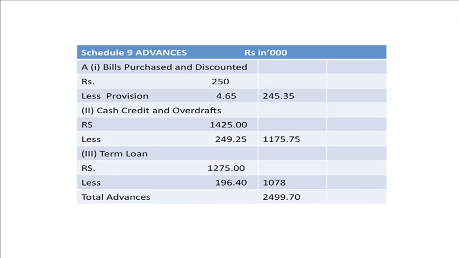Cash credit and overdraft, it is being given as 1425 in the question. We will reduce its provision of 49.25. So, the final value will be 1175.75. Term loan is given as 1275. We will deduct the provision of 196.40. So, the value which we will be getting is 1078. So, total of advances is 2499.70. So, from the advances we have deducted 450.3 provision against each line item of the advance.